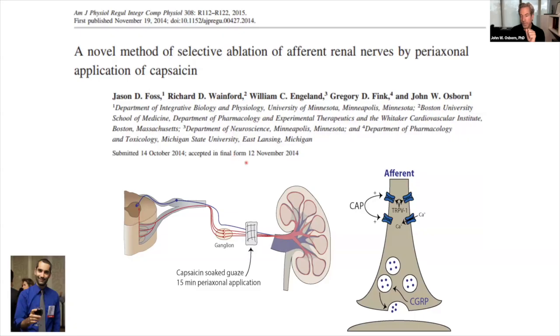So knowing that, we wanted to probe the idea or look at the role of the sensory nerves in the kidney. So Jason Foss, pictured here, I think this was at an American Heart Hypertension Council meeting, developed a chemical technique in rats to selectively destroy only the sensory nerves of the kidney and leave the sympathetic intact. So the sensory nerve is shown here in blue. The red would be the sympathetics.